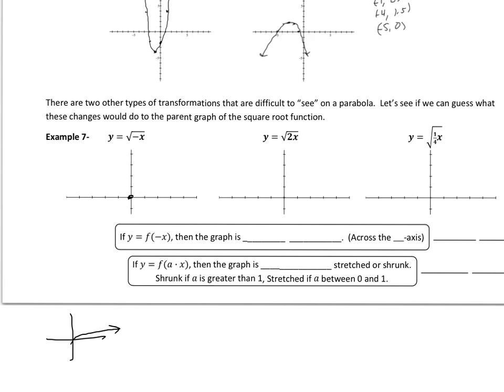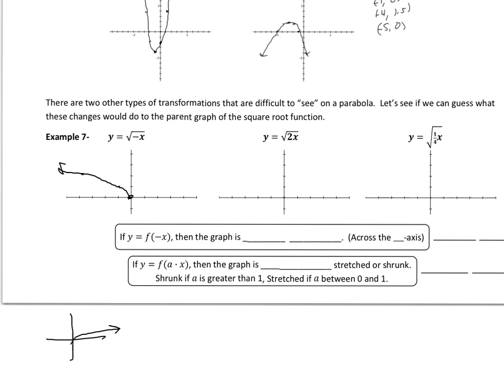Start at the origin here. X is 0, y is 0. If x is negative 1, what's the square root? Okay, then that negative right here is going to change it to positive. So, the square root of 1 is 1. X is negative 4, then y is 2. Okay. So yes, it just flips it over the y-axis.